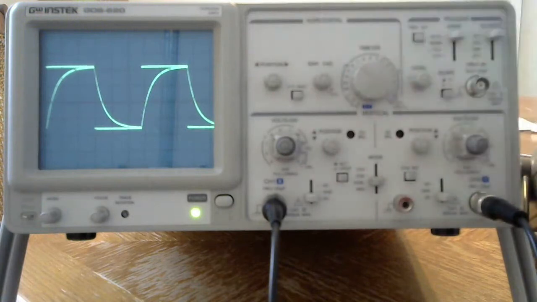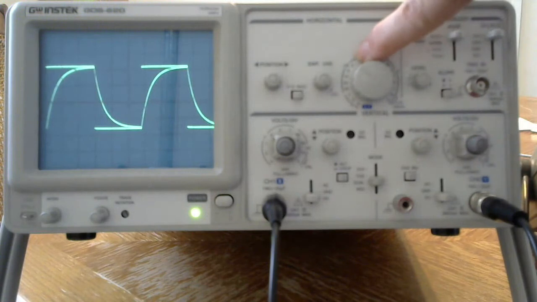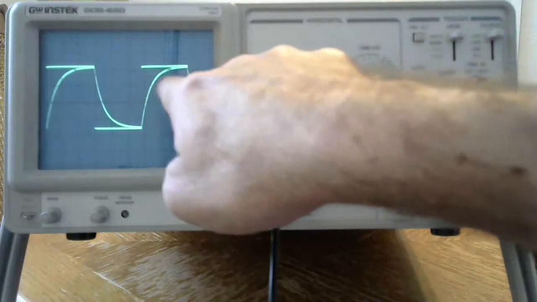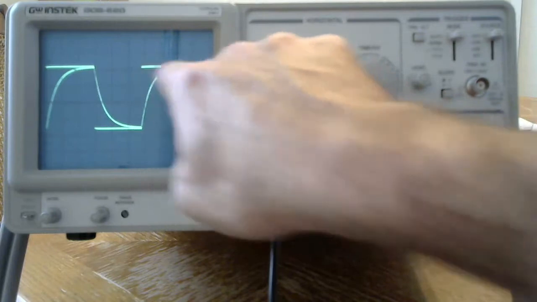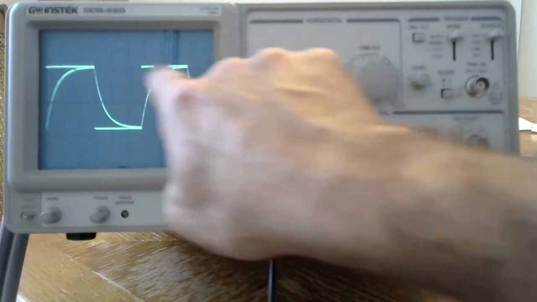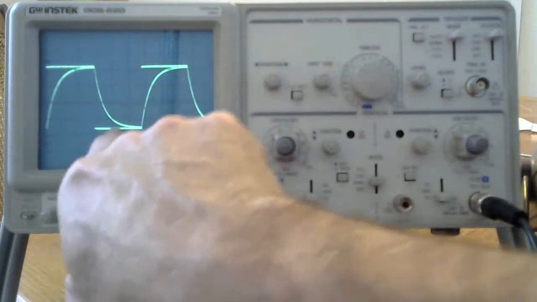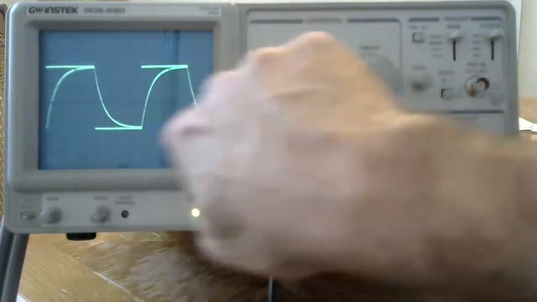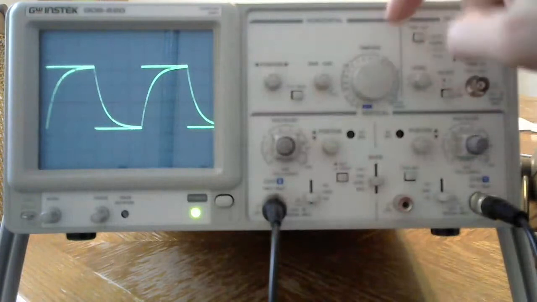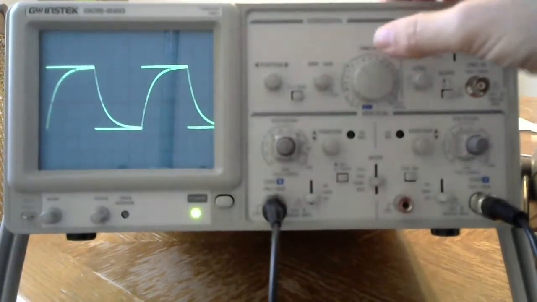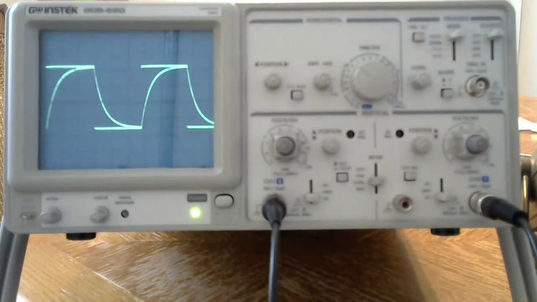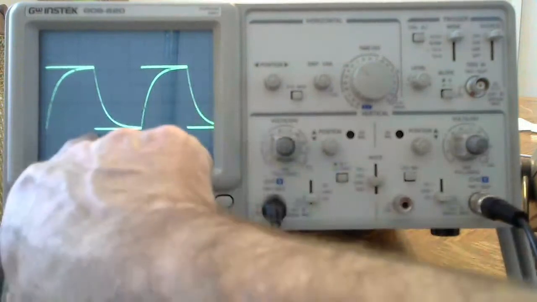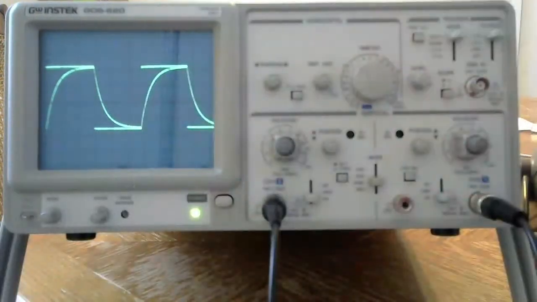When I'm using this time base, I read how many milliseconds or microseconds per box I have, and I can then count the boxes between two events and figure out how much time it took to get from here to here. So I have 1, 2, 3, 4, 5, 6 boxes from here to here. So one cycle is 6 boxes, and in this case, one box is 2 milliseconds. So 2 milliseconds times 6 is 12 milliseconds. So I have a 12 millisecond period from here to there based on this time base.